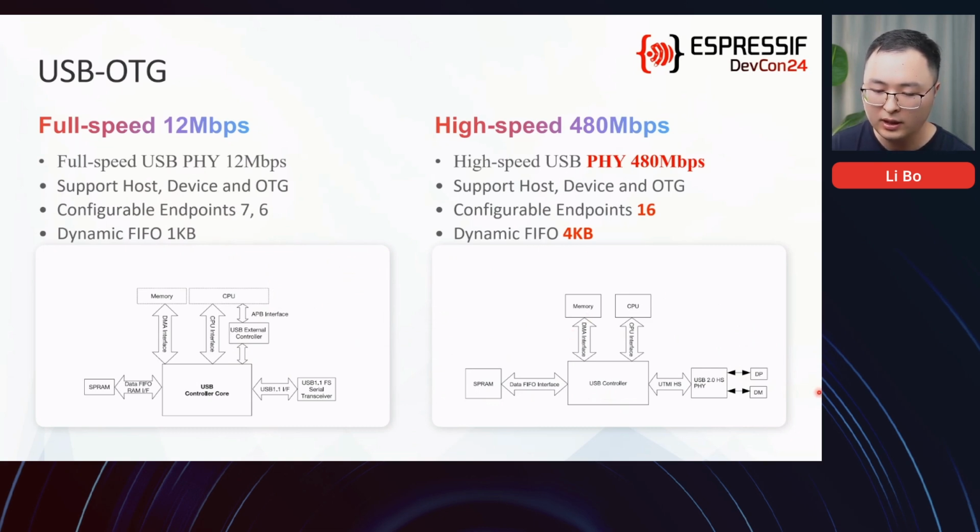Compared with USB full speed, the USB-OTG high speed has a higher clock speed and a larger FIFO. You have 4 KB of resource and more configurable endpoints. That means you can connect to more devices at the same time, and you have better support for the USB hub.